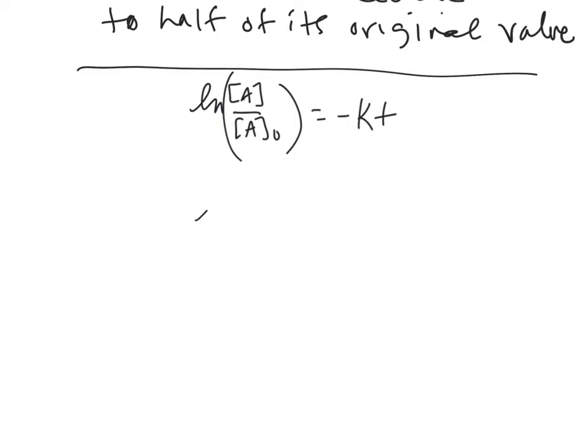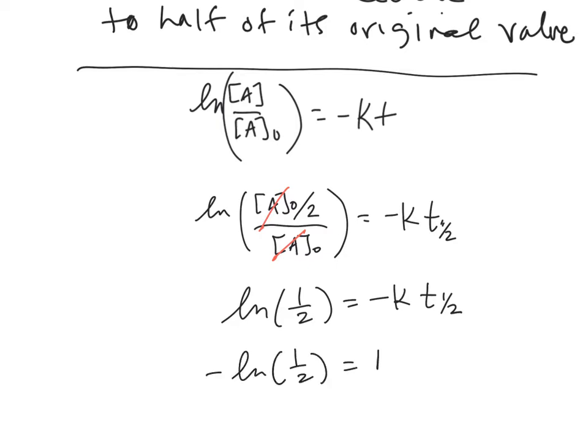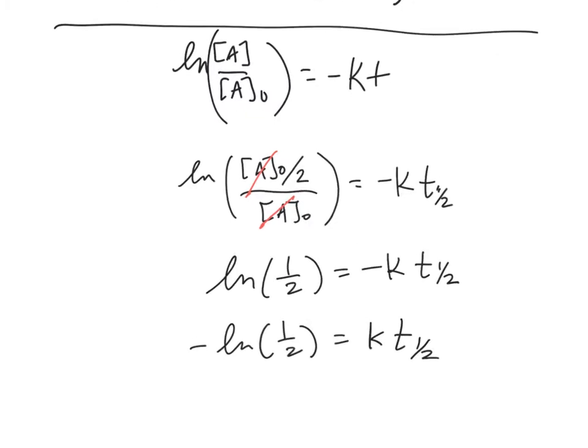So we can actually substitute that right in. This would be A initial divided by 2, and then this is A initial here. This is going to be equal to negative k times T1/2. So this equation has to be true if t equals T1/2. Then you can cancel the A0s. Rewrite it: natural log 1/2 equals negative k T1/2, or the half-life. Then take this negative sign and move it over here. So negative ln 1/2 is equal to k T1/2, the half-life.